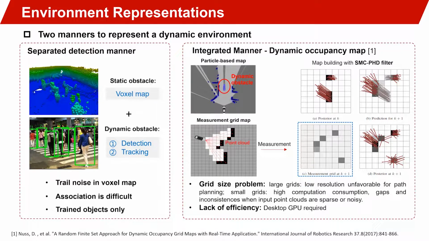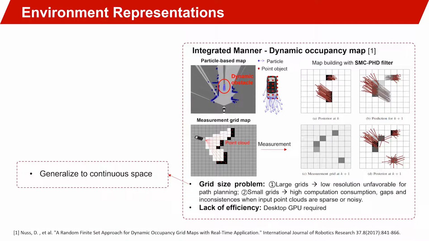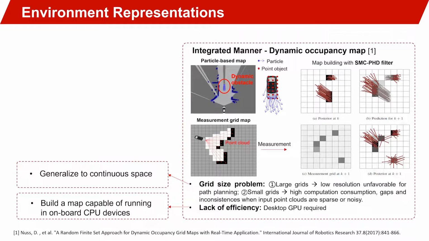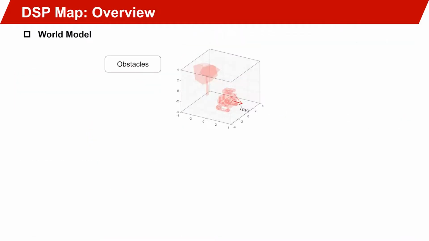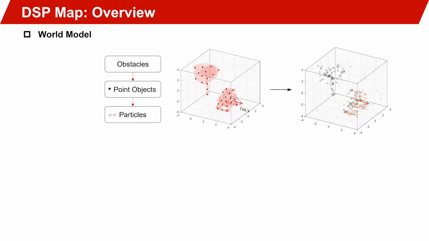Large grids lead to a low resolution that is unfavorable for path planning, while small grids increase the computation requirements and cause gaps and inconsistencies. In addition, desktop GPUs are required, and thus small-scale robots like quadrotors cannot run this map. Our work aims to generalize the particle-based map to continuous space and build an efficient map that can run with onboard CPU devices. In our map, the obstacles are represented by point objects with continuous states. Particles, updated directly with the point cloud, are used to estimate the states of the point objects.